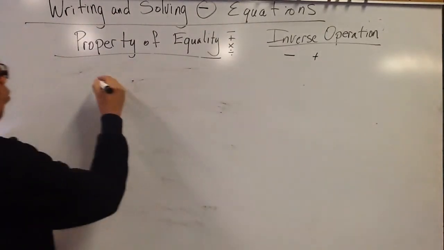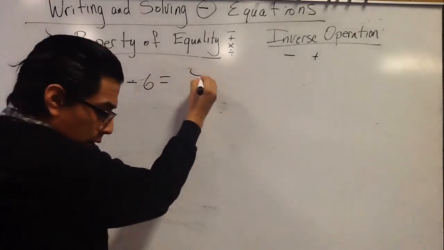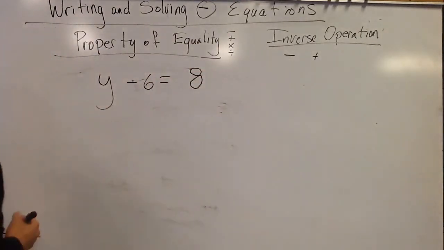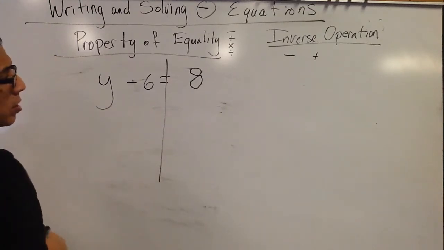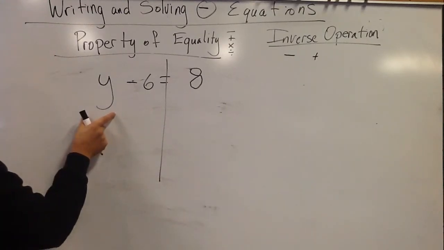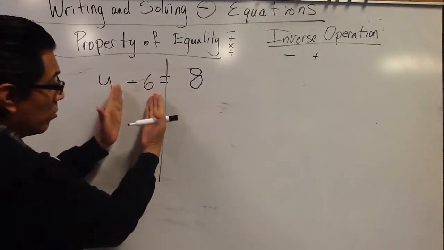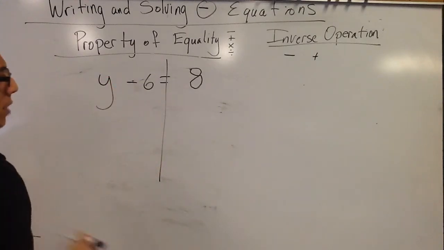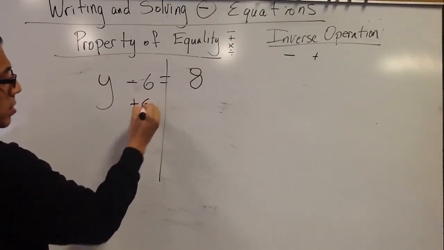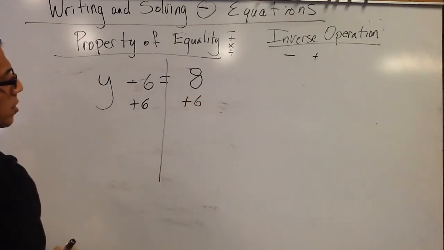How about y minus 6 equals 8? All right. What's happening to y? They're subtracting 6. So we want to get y by itself, so therefore we want to work with this equation. We want to move this, get rid of it, cancel it out. So what's the inverse of subtracting 6? Add 6. Can I stop there? No. I have to do it to both sides.